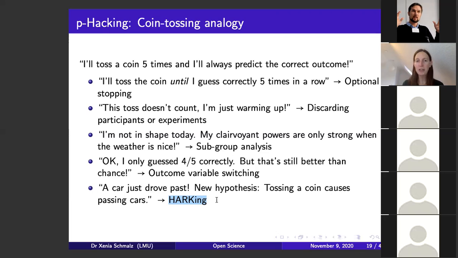So in the case of the coin tossing example, I might be tossing my coin, and I don't guess correctly all the time. And then I say, well, okay, that didn't work, but a car just drove past. So I have a completely new hypothesis: whenever I toss a coin, this causes cars to pass by my window, which is completely ridiculous. And if I started a new experiment and actually tested that, I would most likely not get evidence for that. But if I sell that as the whole story, if I say that that was my hypothesis to begin with, and indeed I did the experiment and found support for it, then it's a completely different story than if I make it clear that this is just the post hoc hypothesis that I came up with after the original one didn't work out.